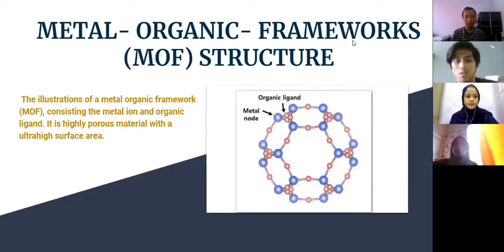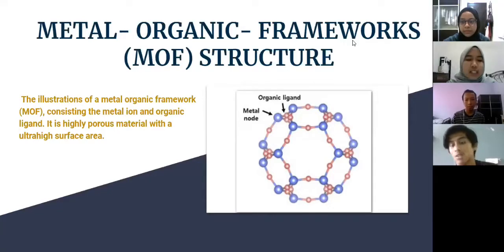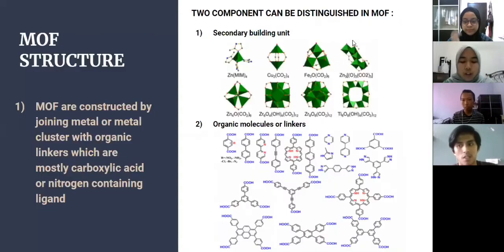As you can see from the slide, the illustration of a metal organic framework consists of the metal ion and organic ligand. The metal will bind together with the organic ligand. It's also a highly porous material with an ultra high surface area. I will tell you the detail about the structure after this. Next. Now this is the characteristic of MOF structure.